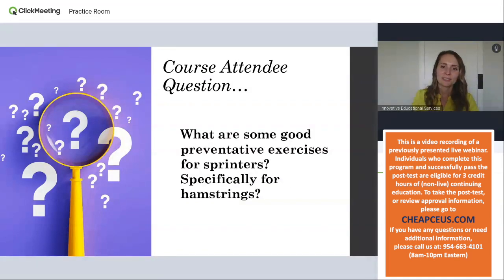What are some good exercises preventatively for sprinters, specifically for hamstrings? This question sounds to me like it comes from someone who has treated sprinters in their career, because their most common injury truly seems to be hamstring injuries. Not only do they happen a lot of the time, they often recur. Once someone has a hamstring injury, we unfortunately see them tend to come back. So being preventative for sprinters is huge.